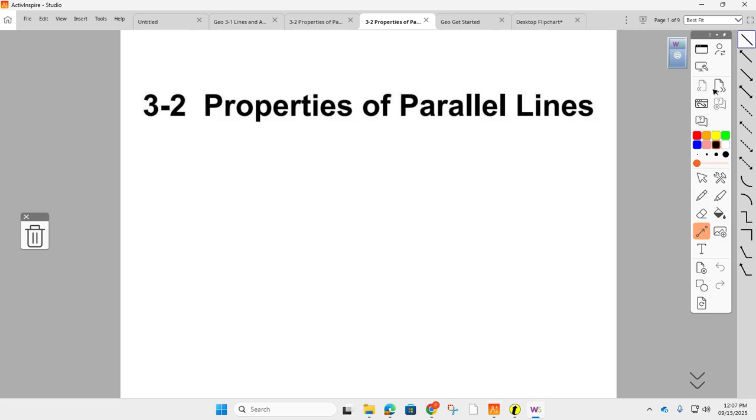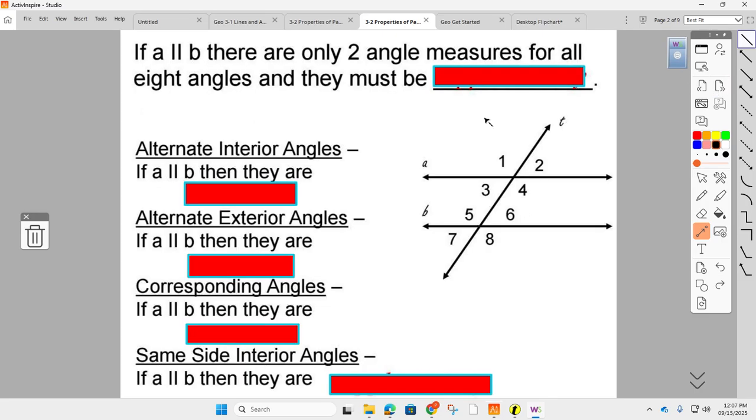Okay, properties of parallel lines. So this should look familiar from Friday, from when we did the 1-5B. We talked about the fact that when you have one line that crosses two other lines, it creates all these angles. We learned the definitions of alternate interior angles, alternate exterior angles, corresponding angles, and same-sided interior angles, also sometimes called consecutive interior angles. We learned the definition of all those there.